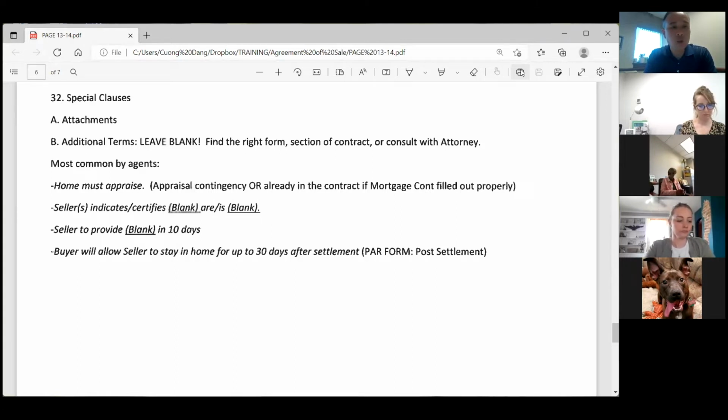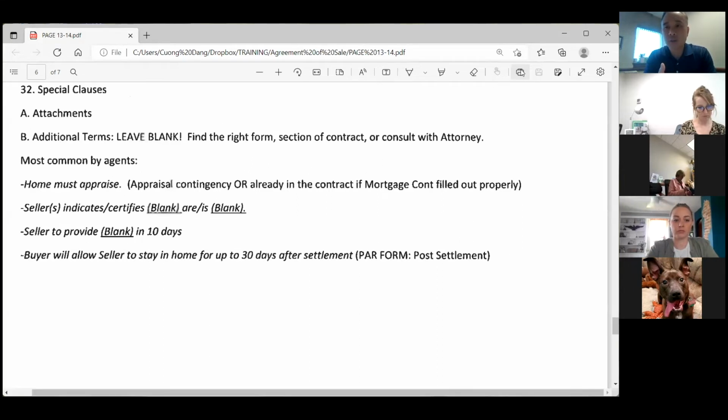Sellers indicate certifies blank is blank. Years ago, there was a real estate company in our area that wrote two statements, and every time I got an offer from them, I would just cross it off and leave it at that. The one thing they always wrote is, "Seller verifies that the home is 0.2 acres. Seller verifies that the taxes are this much."